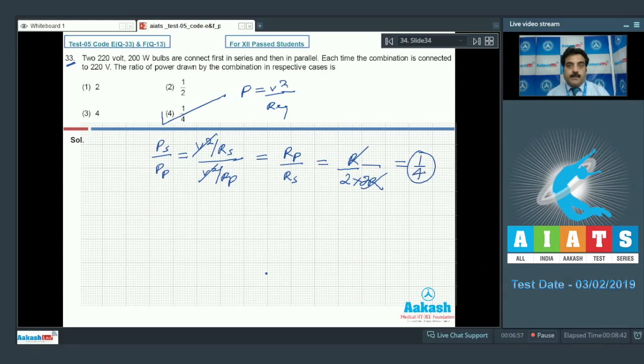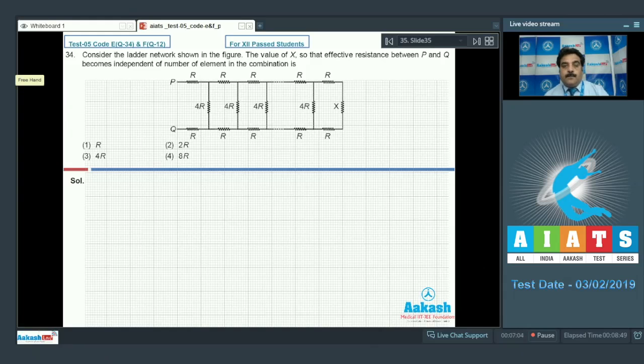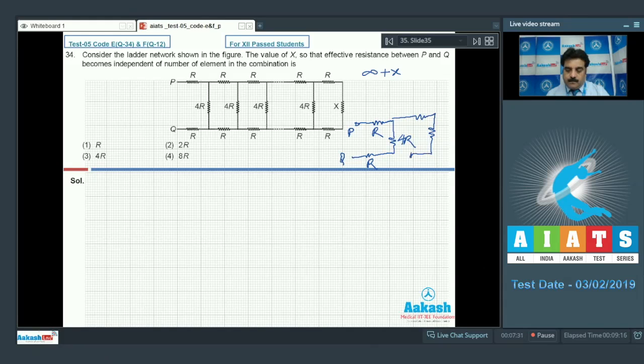So we'll go to question number 34. In question number 34, this question is just like the one we have done in the previous question on capacitors. Because you know if you add something in infinite, then there will be no effect. So I can make a new diagram just like this. Suppose this is point P and this is point Q, resistance R and 4R, resistance R, and let's suppose this is X.